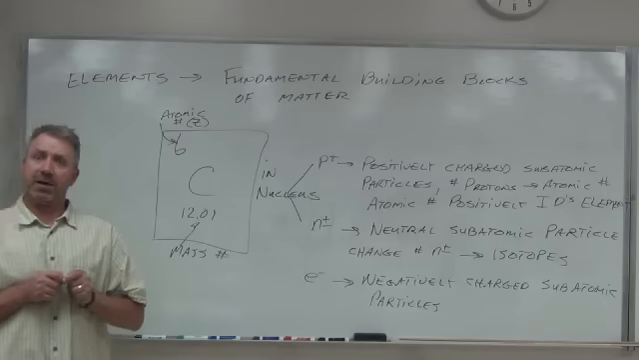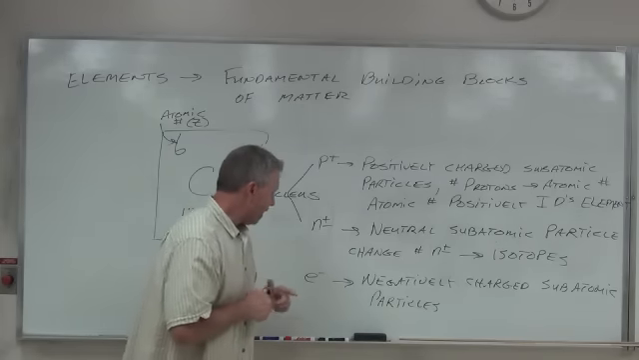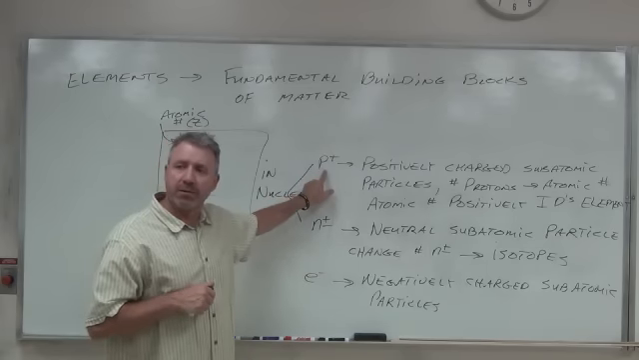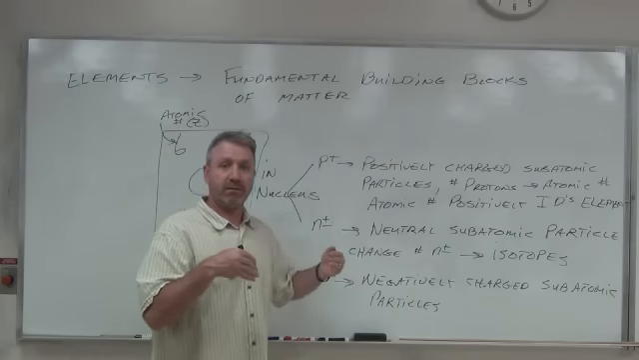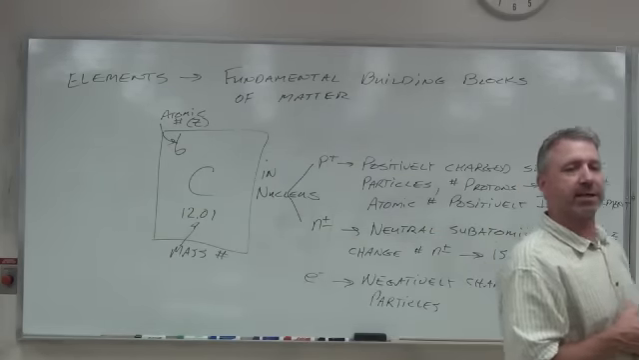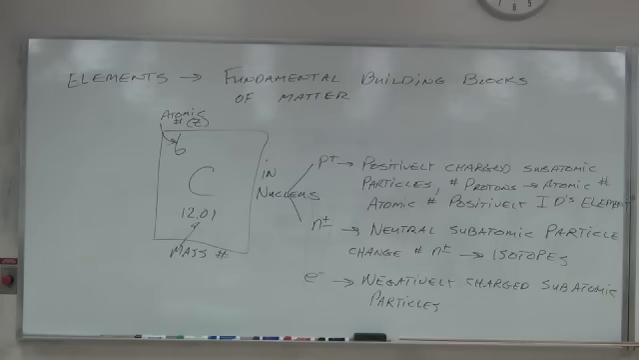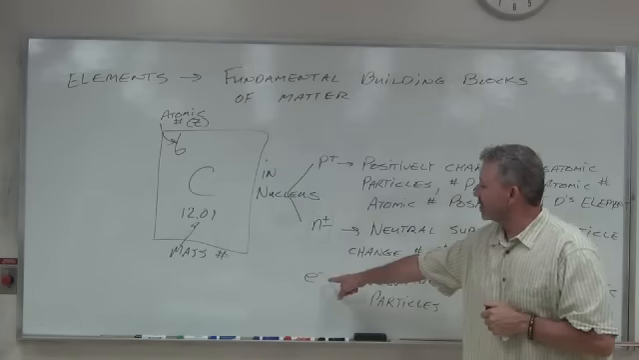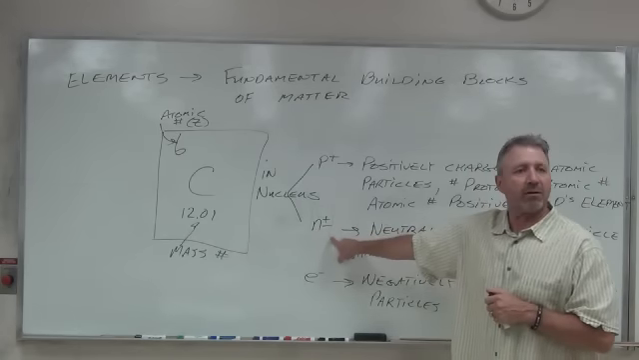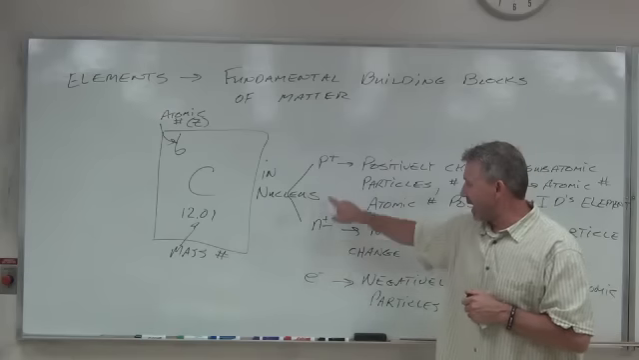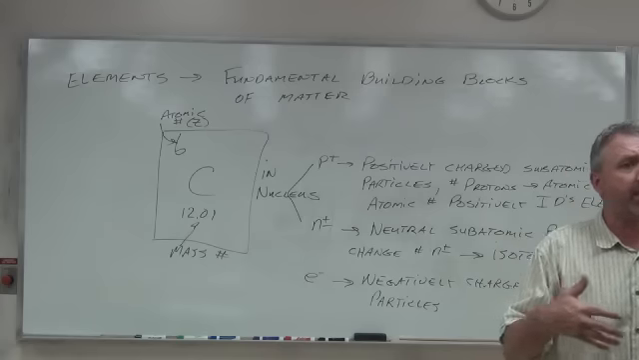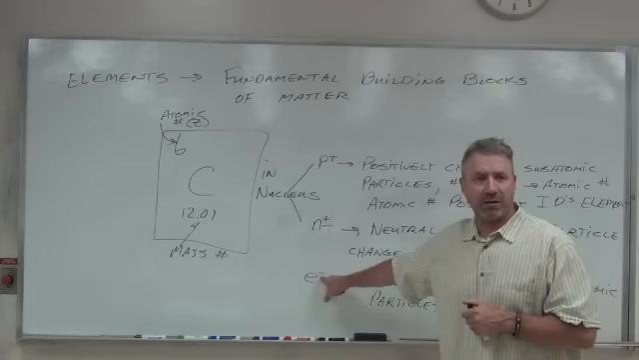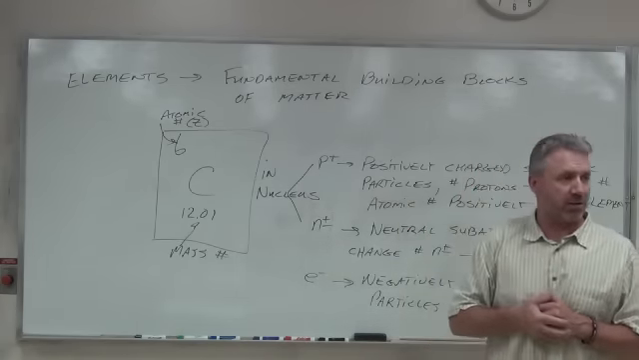Negatively charged subatomic particles. They are much smaller than a proton, pretty close to 1/2000. It's like 1/1896. Okay, electrons are very, very small compared to the other particles that are located in the atom. But despite the size difference between an electron and a proton, their charge magnitudes are the same. In other words, the negative charge on an electron will cancel the positive charge on the proton.